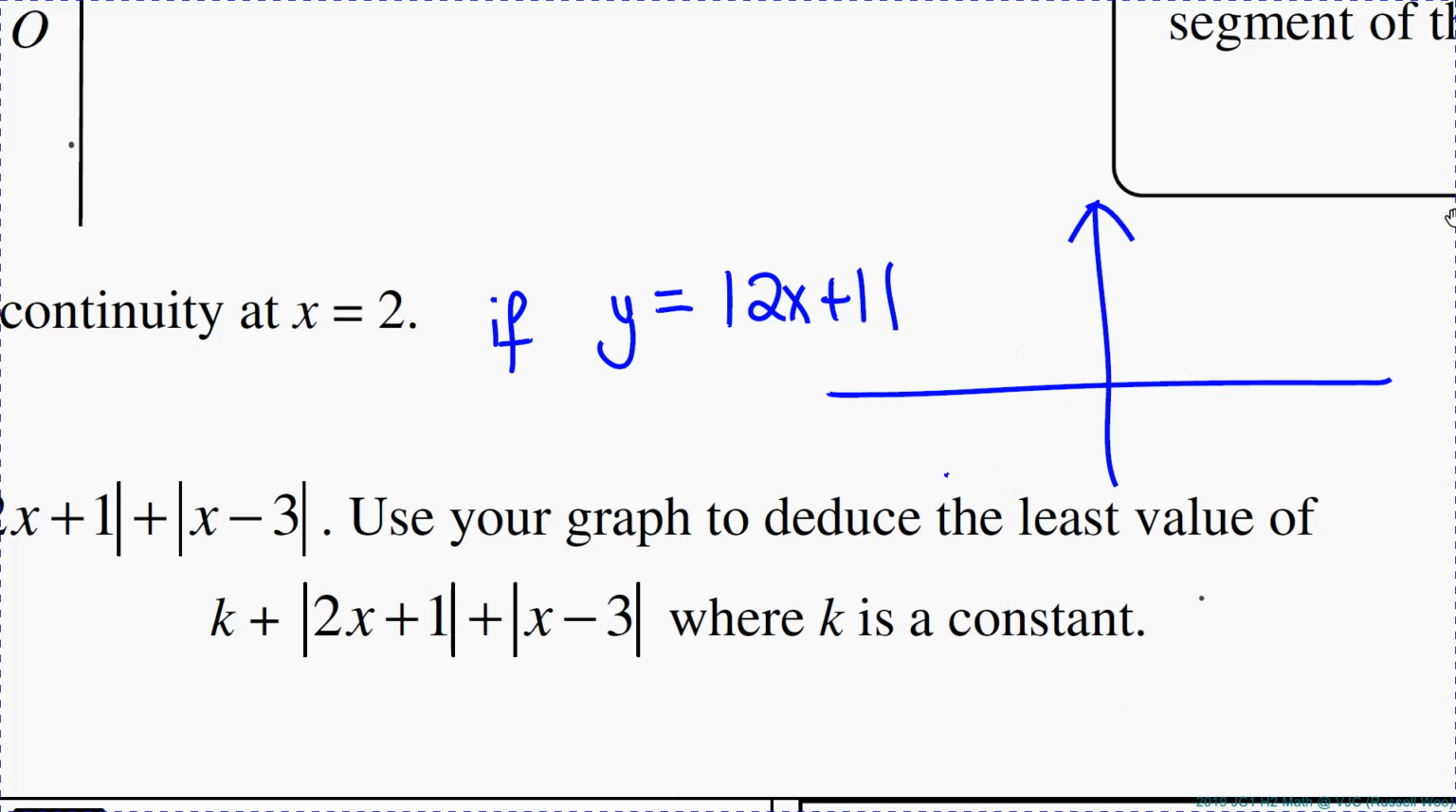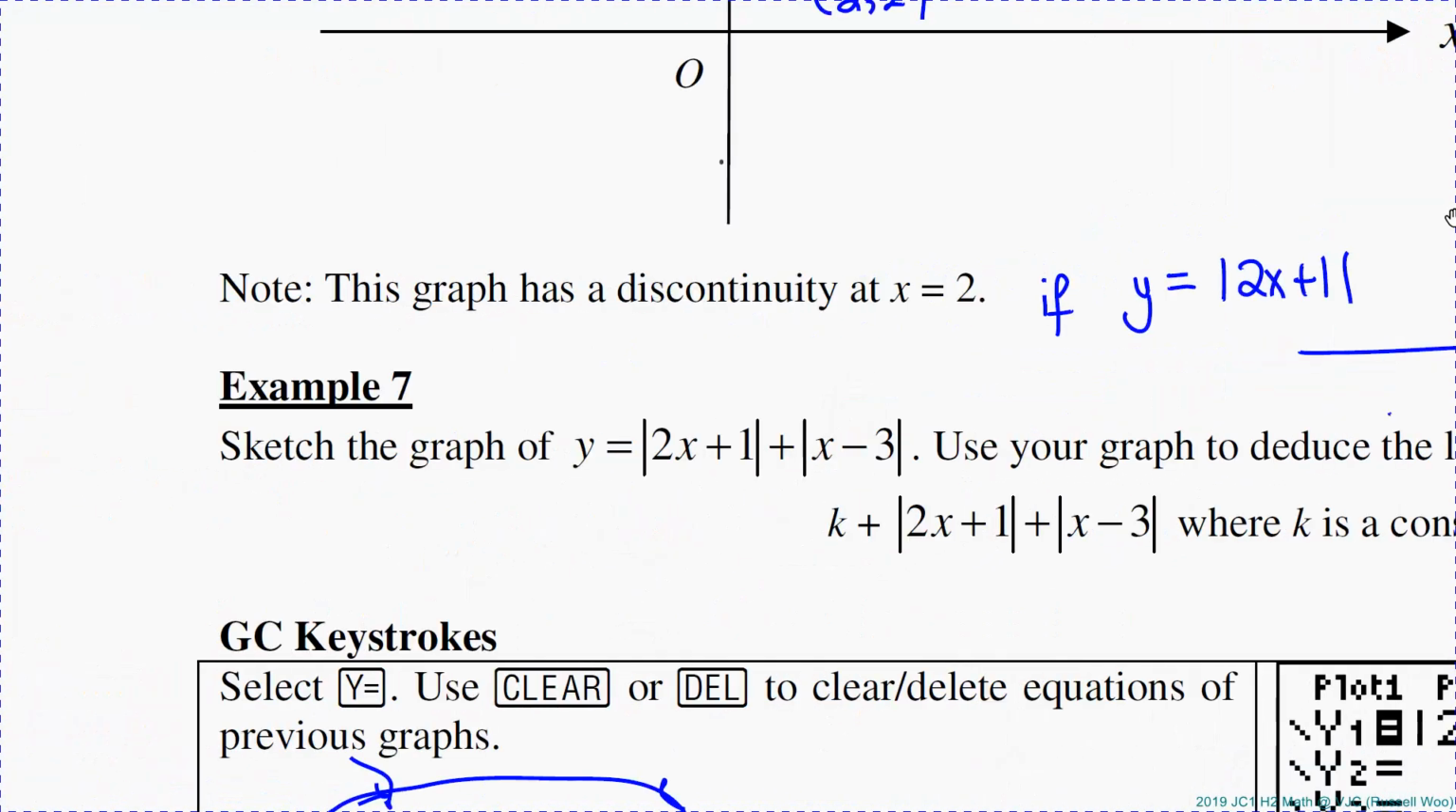What do you think? x equals to minus half. Yes? Make sense? Because x equals to minus half is the value when it changes sign. Got it? When it changes sign. Therefore, it changes direction. So, you look at this graph.